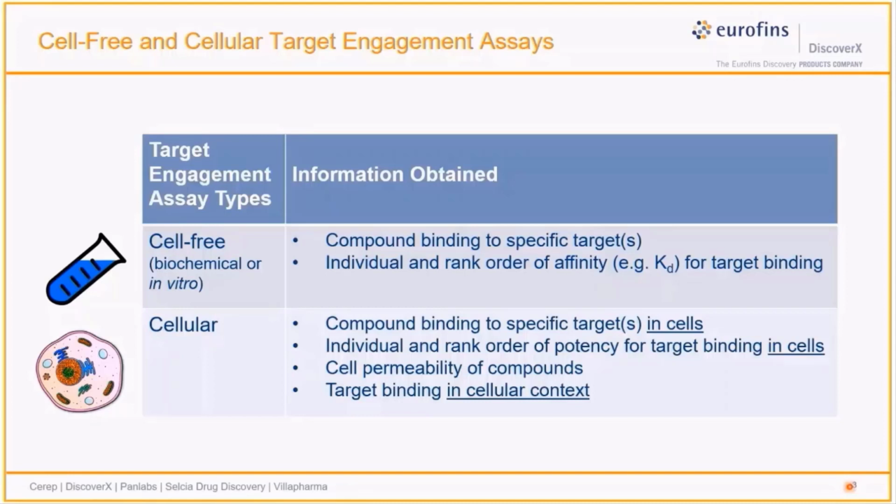For cellular target engagement assays, we get all of the above information coming with a cellular context, and we also get information on the cell permeability for the compound or compounds. In other words, cell-based target engagement assays assess the combined properties of target engagement in the cell plus the cell permeability for the compound. The remainder of the webinar will focus on cellular target engagement assays.